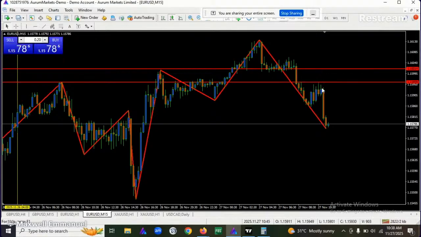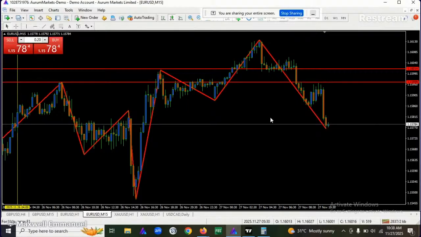After the formation of these candles, a lot of retail traders would have executed sell and their stop losses will be at this high. So I see all these highs as liquidity, and there's a high probability they will go for it before the New York session or in New York session.